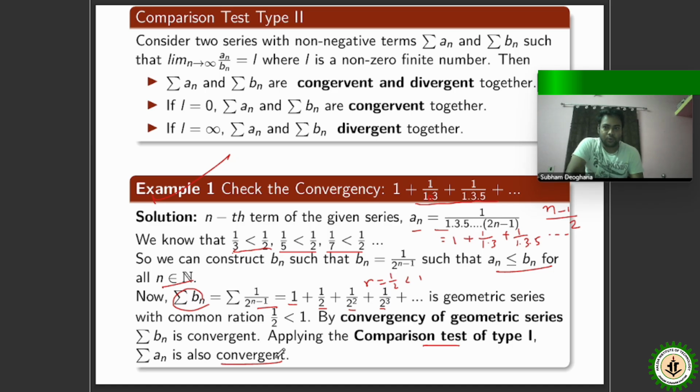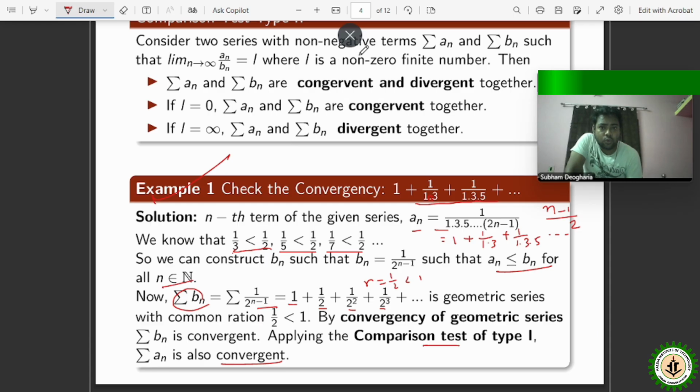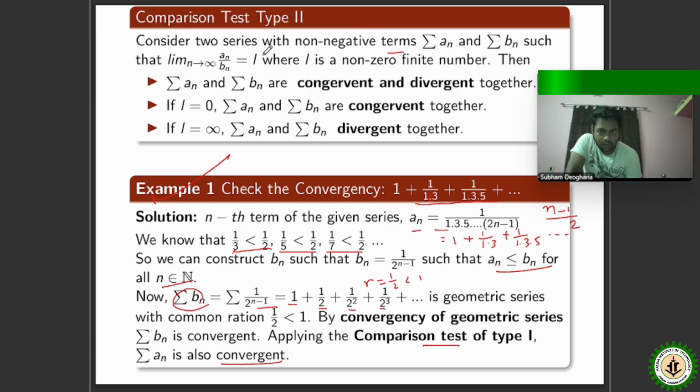Now we are coming to the comparison test of type 2. If we consider two series with positive terms, an and bn, and the limit as n tends to infinity of an by bn is l, where l is a non-zero finite number, then an and bn are convergent and divergent together. That means if an is convergent, then bn is also convergent, and if bn is divergent, an is also divergent, and vice versa.